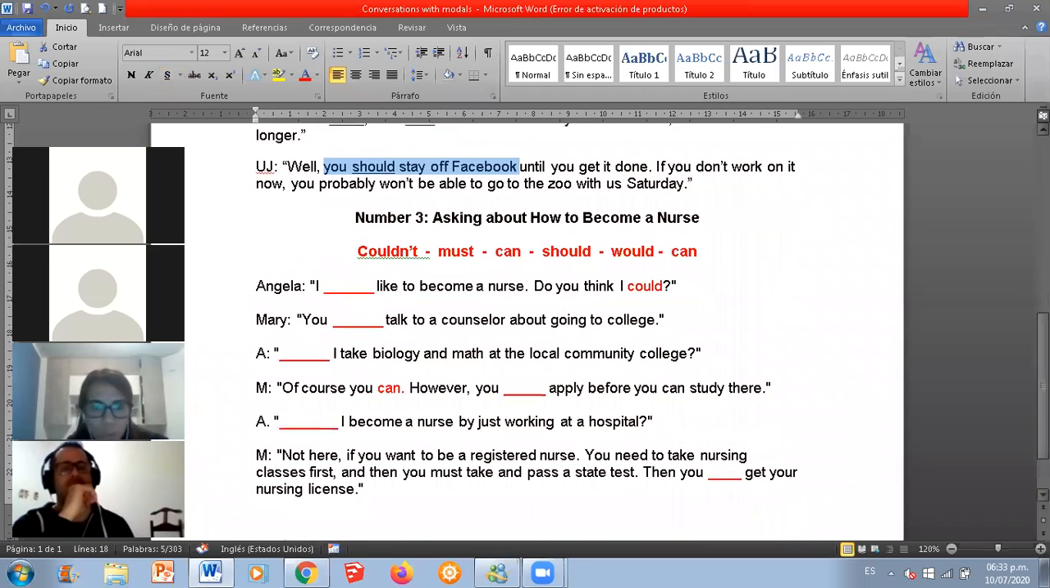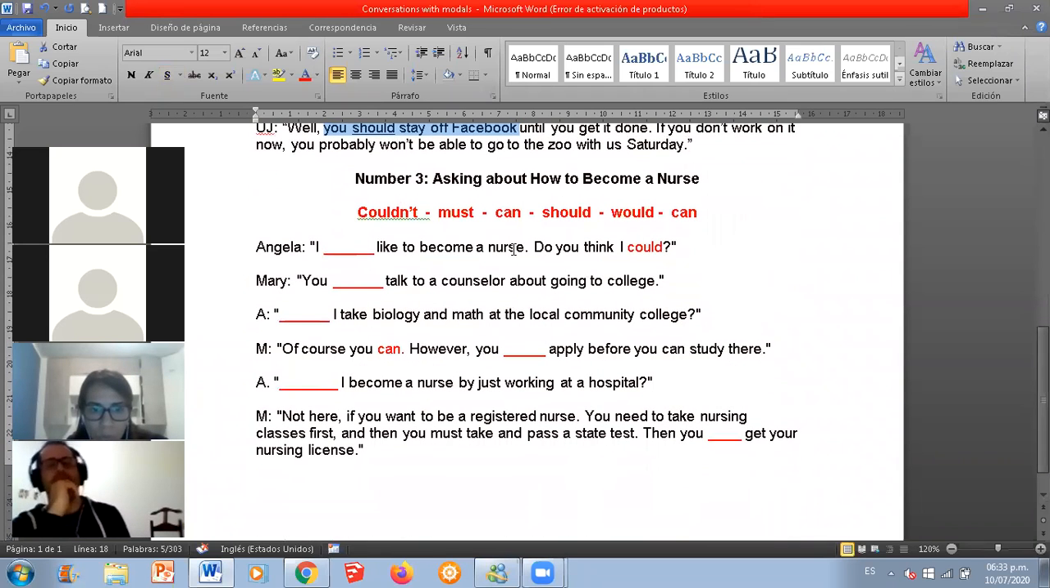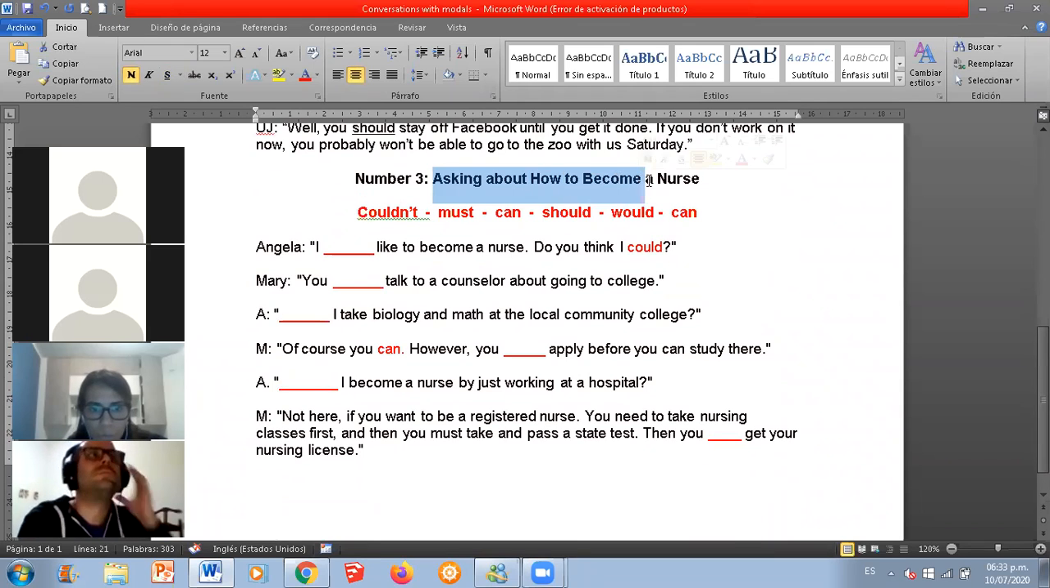So now let's do this exercise. You have here the modal verbs. And this conversation is asking about how to become a nurse. So we have couldn't, must, can, should, would, and again, can.